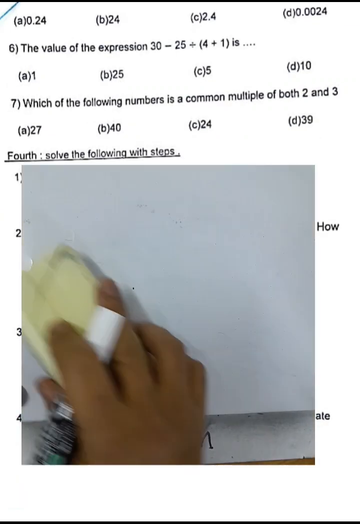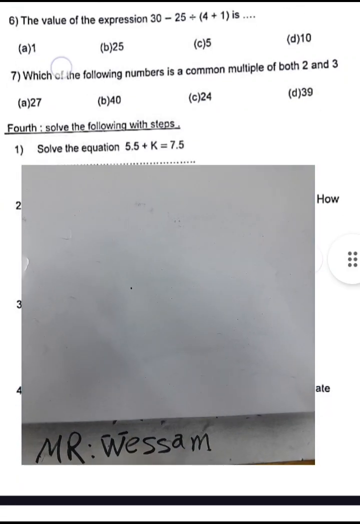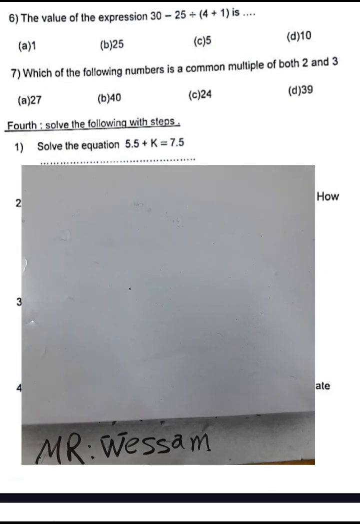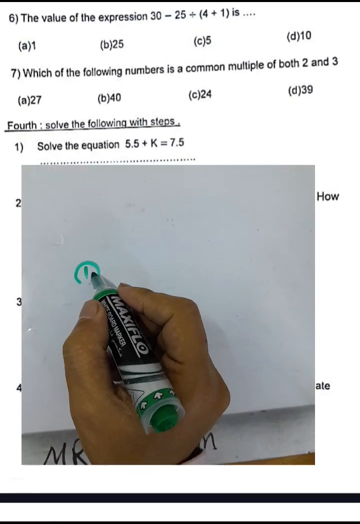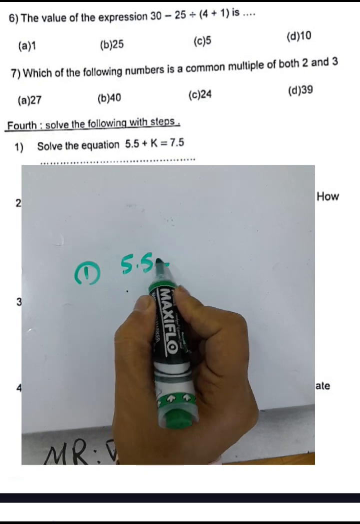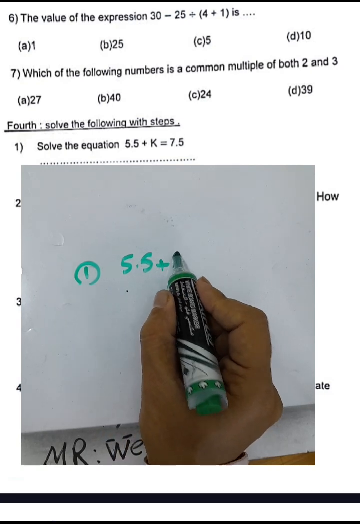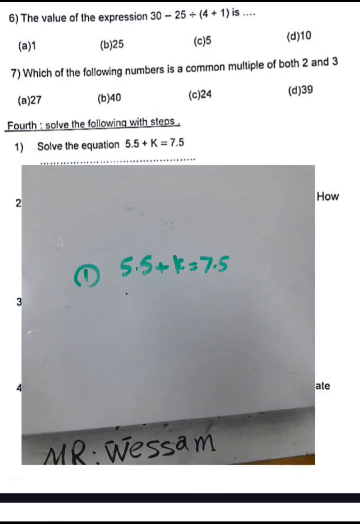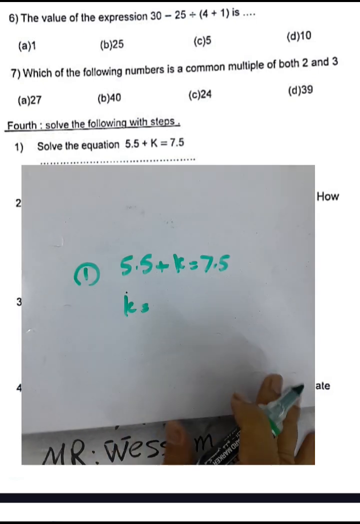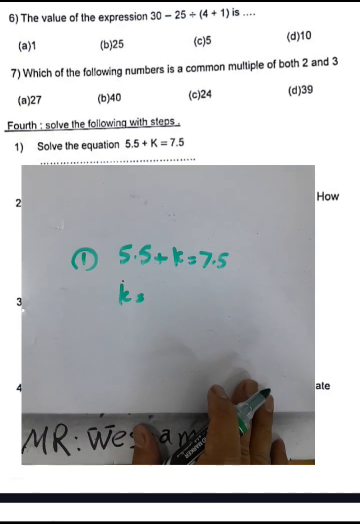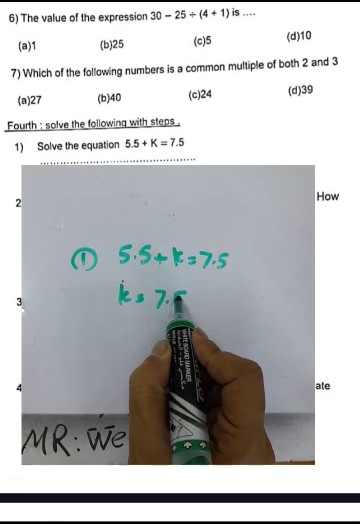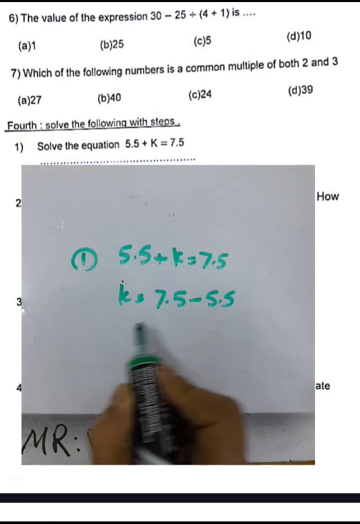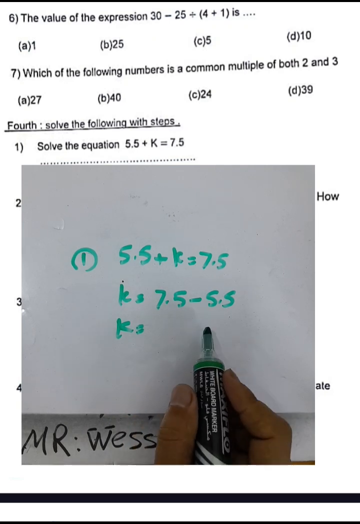Next question, number 1. Solve the equation 5.5 plus k equals 7.5. You can find the value of k by finding the difference between two numbers. K equals 7.5 subtract by 5.5 equal 5 minus 5, 0, 7 minus 5 equal 2. Then the value of k equal 2.